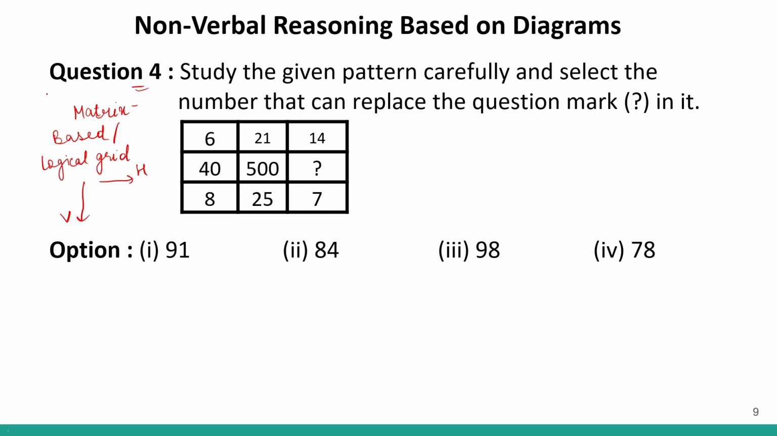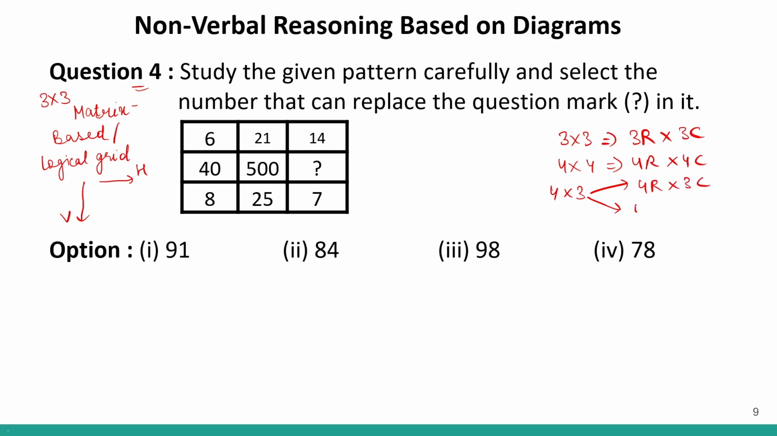Now we are given a 3 into 3 matrix. How many matrix possibilities are there? I told you 3 into 3. That means 3 rows and 3 columns. Similarly, a 4 into 4. That means 4 rows and 4 columns. Or we can get a 4 into 3 matrix. A 4 into 3 matrix has two possibilities. Either we get 4 rows and 3 columns, or we get 4 columns and 3 rows. Correct? So this is the possibility of matrix.